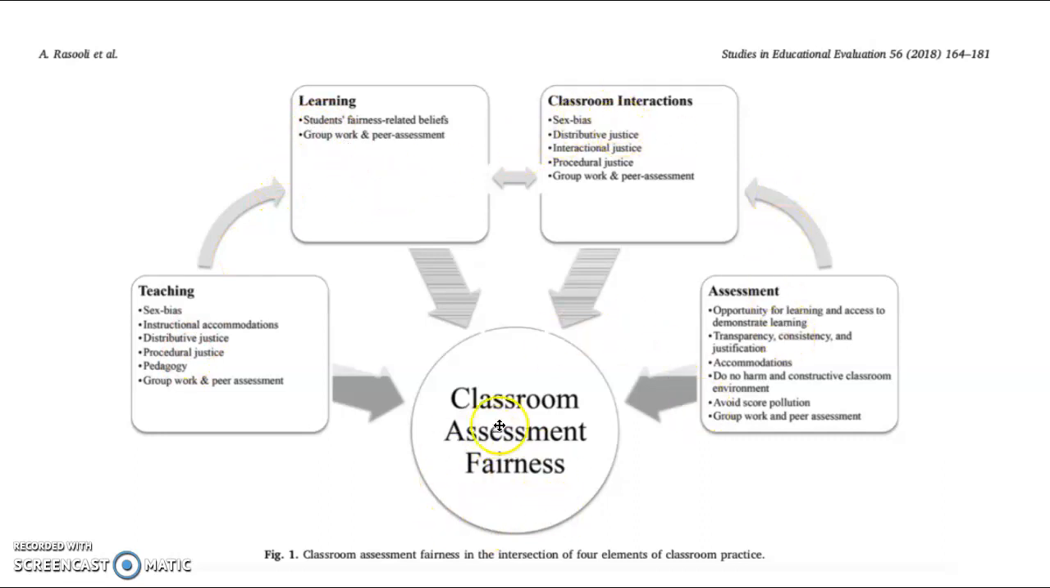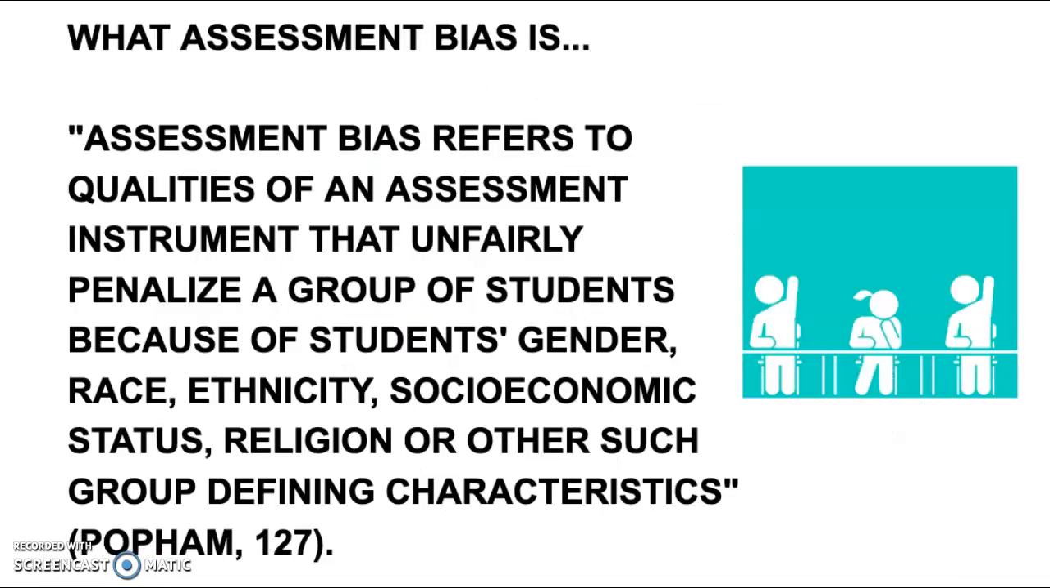So when we talk about promoting fairness in our classroom assessment, we need to pay specific attention to potential bias in our teaching, the way that kids are able to learn, as well as classroom interactions and assessment. And you can investigate any one of these elements by looking at its subcomponents and see that some of these subcomponents appear in more than one place, such as sex bias, distributive justice. Those both pop up, both in the way that we interact with students in the classroom as well as in our teaching practices. Now we need to start with what we mean by assessment bias.